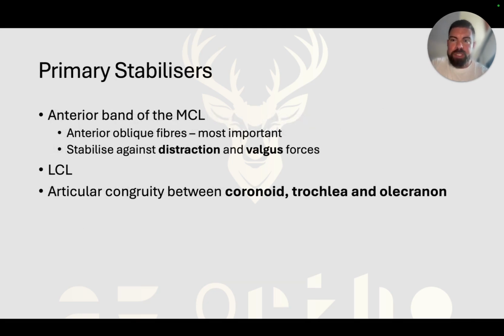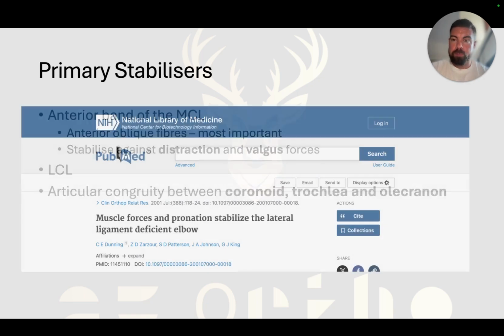We've touched on the primary stabilizers as well, that the anterior band of the MCL is the main one in extension. So therefore, for distraction of valgus forces, your anterior band of your MCL is your main friend. Your lateral complex, or your ligamentous complex on the lateral side, made up of your AL, RCL, and your LUCL, are very important. And then we also talked about the bony structures of the coronoid, the trochlea, the olecranon, and the fossa on either side of that trochlea as well.